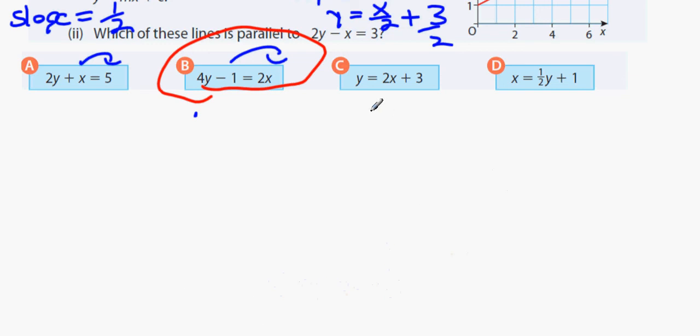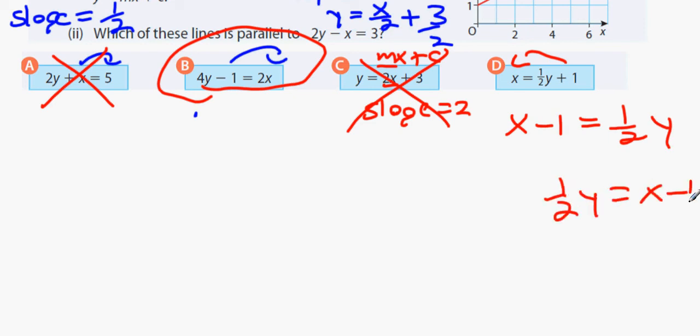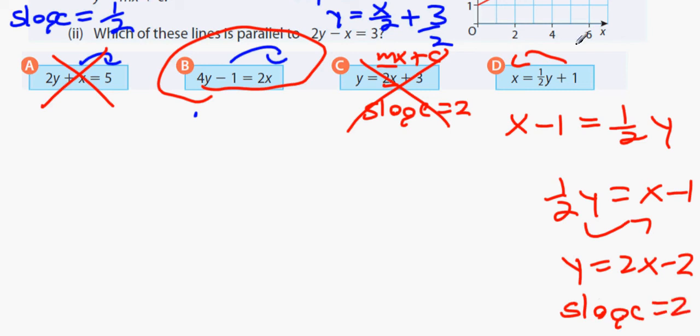C, the slope of C is basically 2, because it's already in the form mx plus c. M is 2. The slope is 2, not parallel. A is not parallel. And this one here we'll find out in a second. We'll bring the 1 over the other side, so we get x equals a half y minus 1. We're going to spin it around, so a half y equals x minus 1. Multiply by 2, and we get y equals 2x minus 2. The slope for this one equals 2. Therefore, it's not parallel. Only B is parallel.